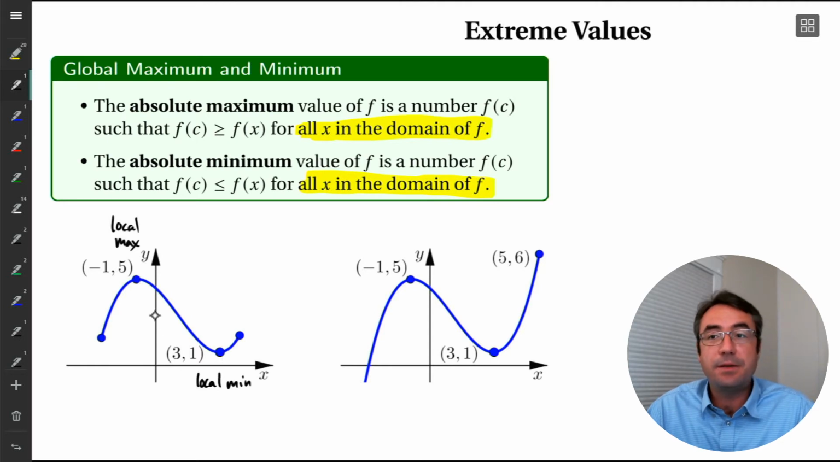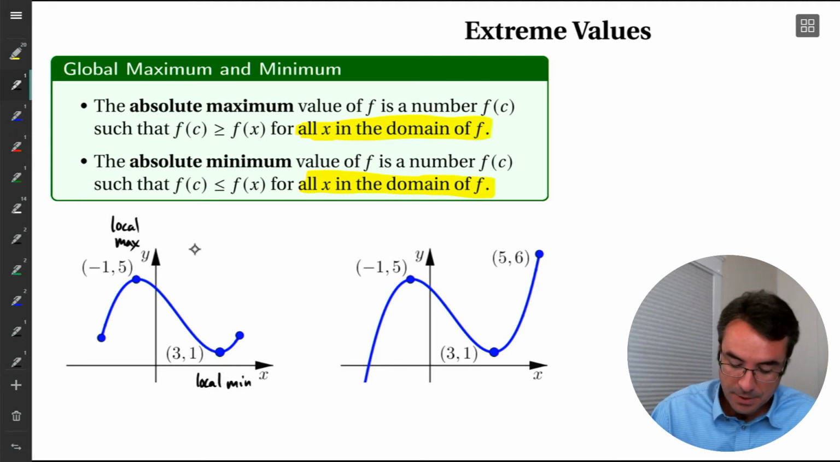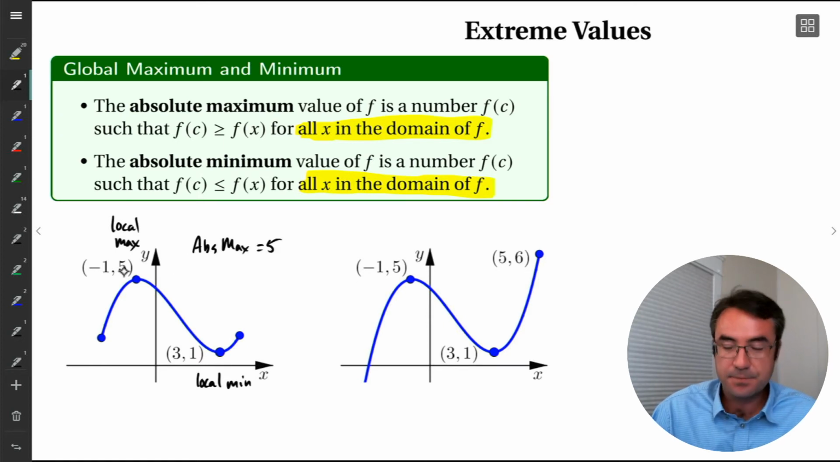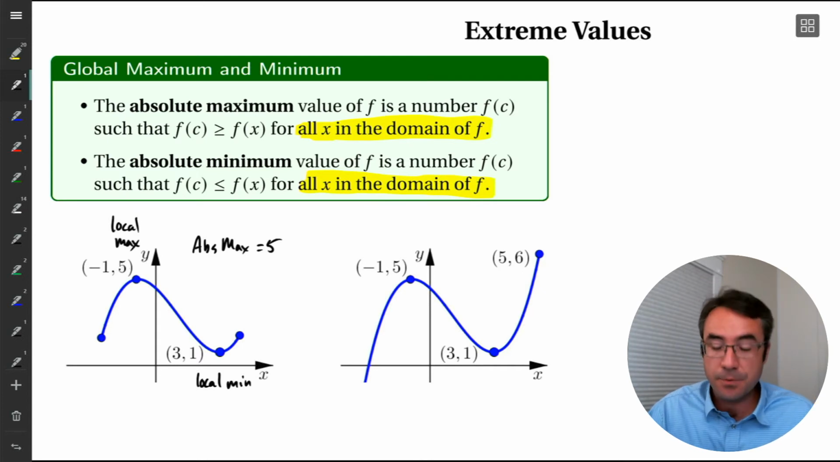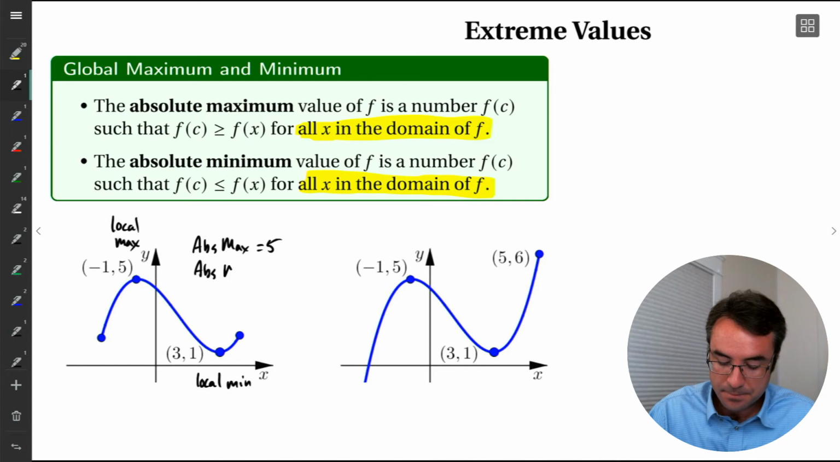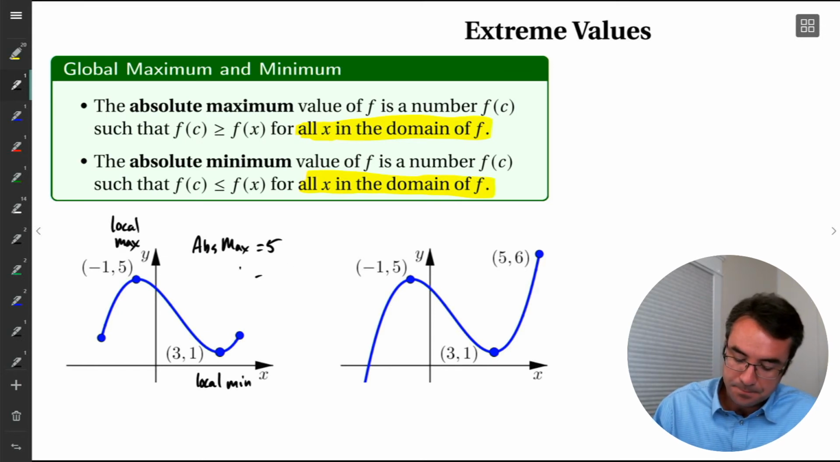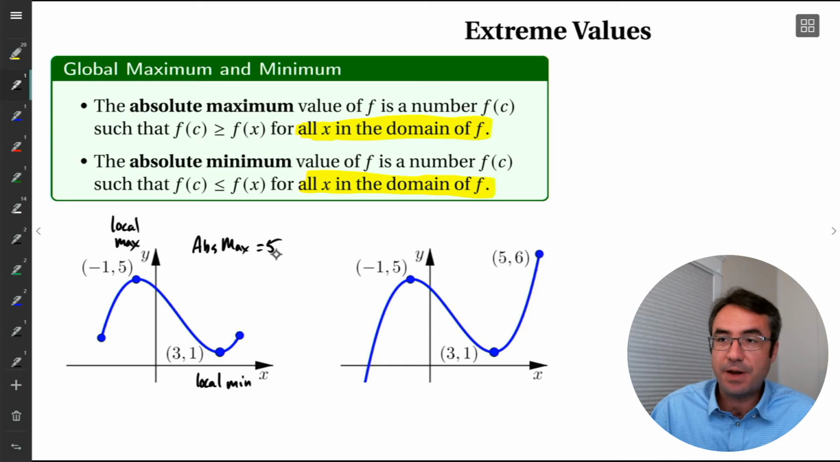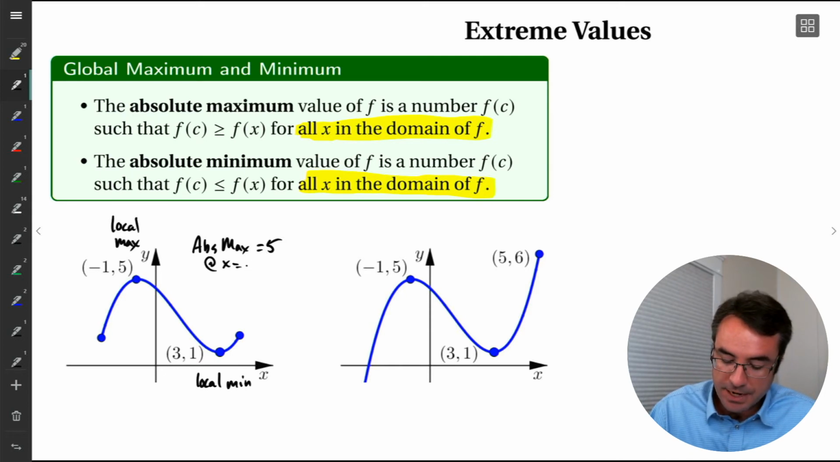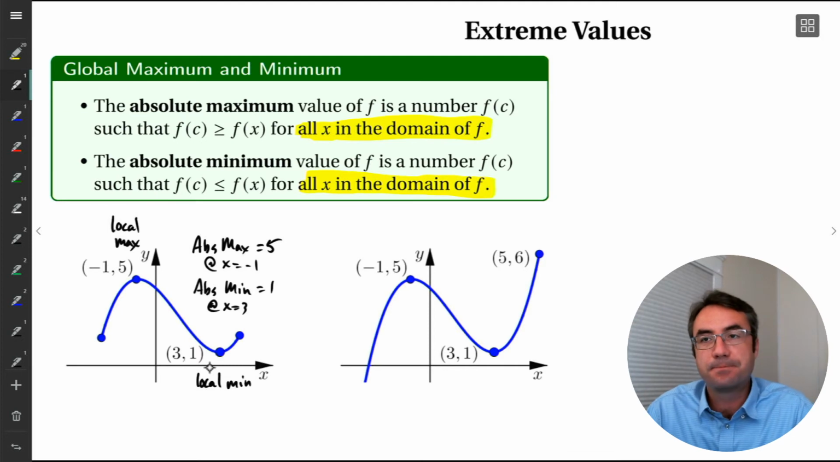Now these happen to also be the absolute max and the absolute min for this function as well. So the absolute max is 5. The y value there, that's our actual function value. And the absolute min is 1, our function value there. So the absolute max value is 5, and that occurs at x equals -1. And the absolute min value is 1, and that occurs at x equals 3. That point right here.